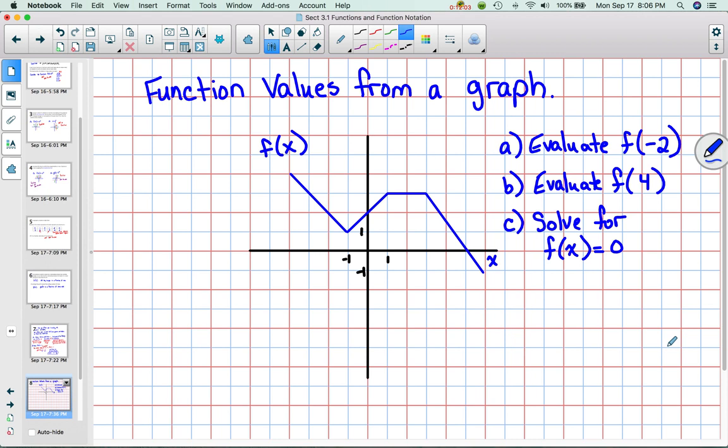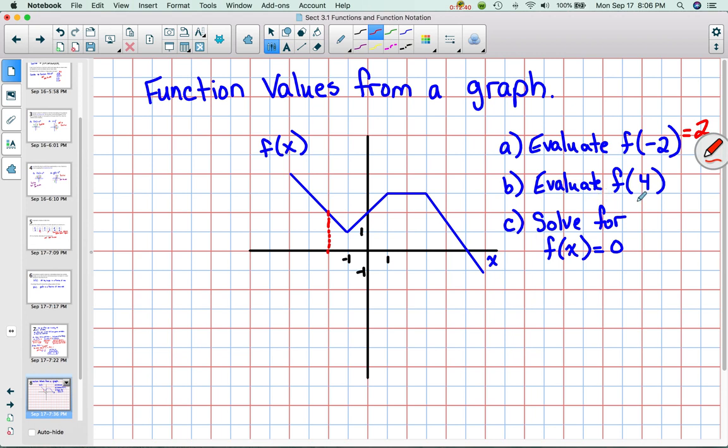We can also talk about function values from a graph. So suppose you're given a graph and x is my independent variable, f of x is my dependent variable, and I'm asked to evaluate f of -2. So this is saying if I have an input value of -2, what's my output value? So I go to my graph and I find -2, and then I have to just kind of check my graph and see what the output value is. And the output value would be 2, because that's the height of my function.